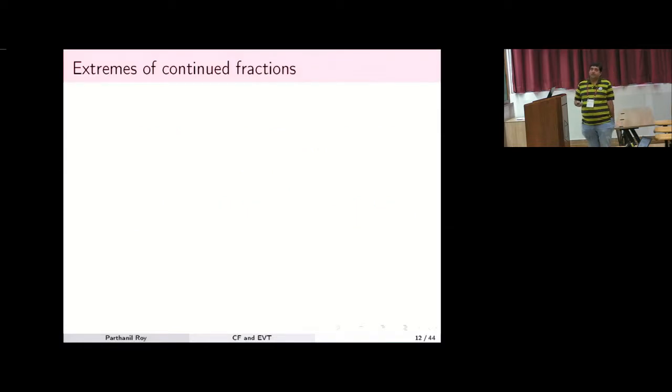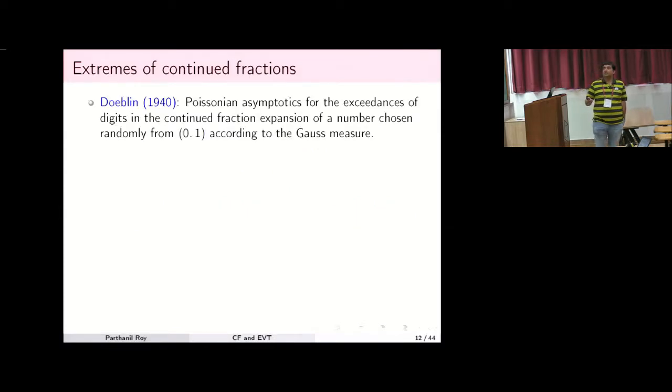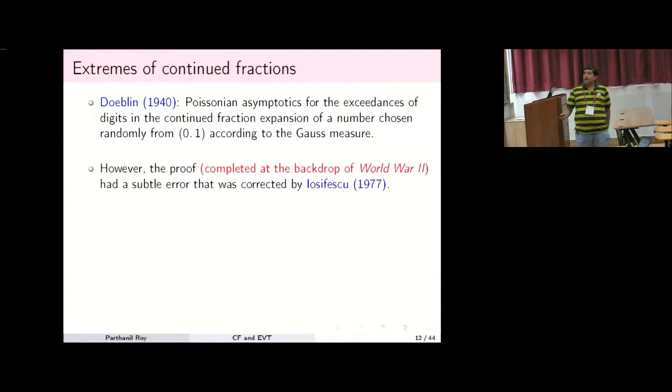Okay, so what is extremes of continued fractions? Roughly speaking, this is where it started. Doeblin in 1940 guessed that exceedances of digits, I'll tell you what it means, okay? In the continued fraction expansion of a number chosen randomly from 0, 1, according to Gauss measure, should have Poisson asymptotics. I'll tell you what it means. It's just a big sentence right now. Just bear with me for some time. However, unfortunately, the proof was completed at the backdrop of World War II. And I'll tell you more precisely what he was doing then.